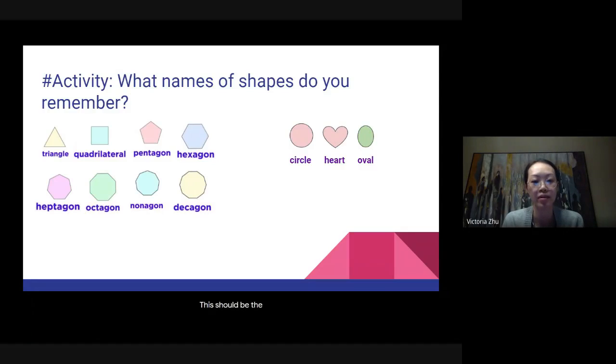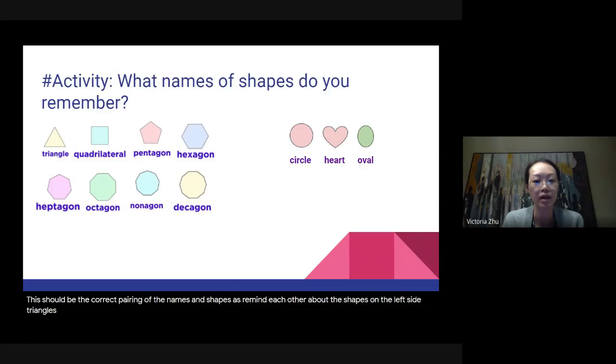This should be the correct pairing of the names and shapes. Let's remind each other about the shapes on the left side. Triangles, I hope everybody remembers. It is a three-sided shape, hence the tri. Quadrilateral is a four-sided shape. Quadra means four, lateral has to do with sides. Pentagon, penta means five, it has five sides.